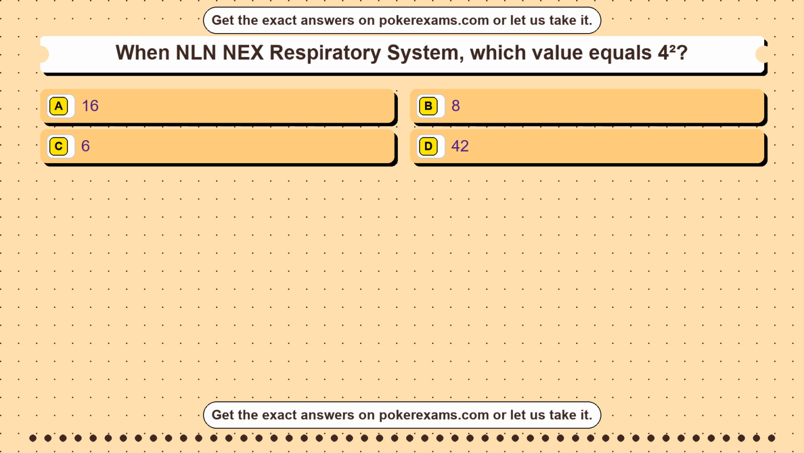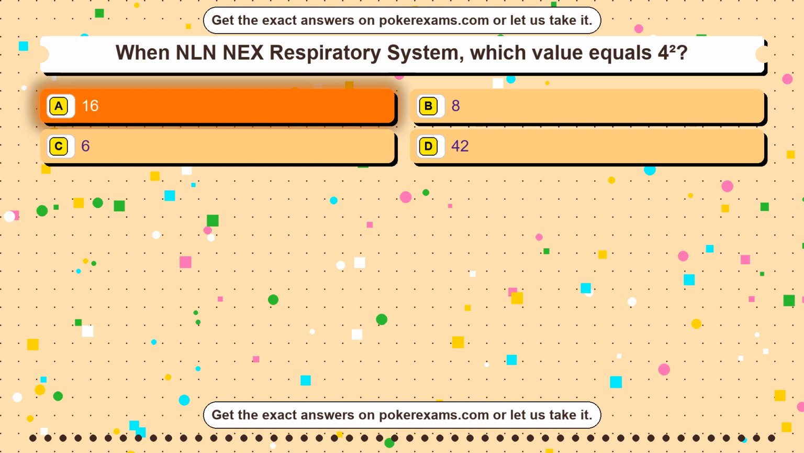Question 49. When GED reading comprehension practice, which unit measures volume? Option A, liter. Option B, meter. Option C, gram. Option D, degree. The correct answer is option A.